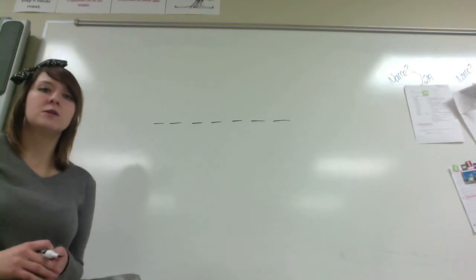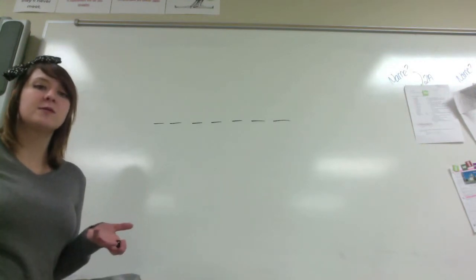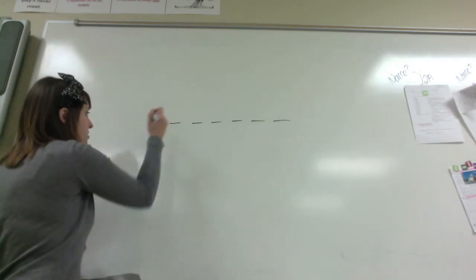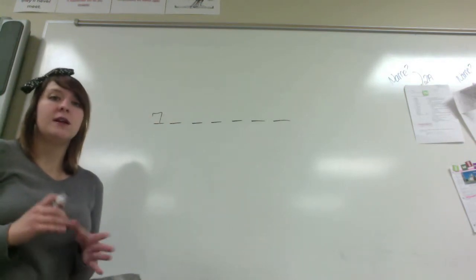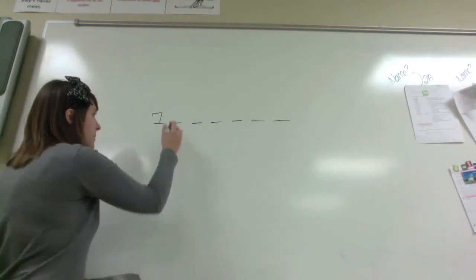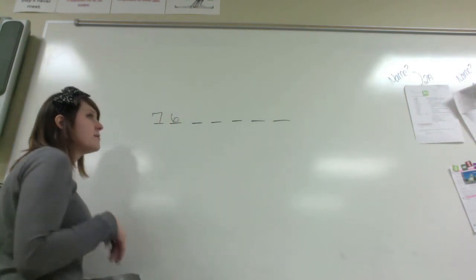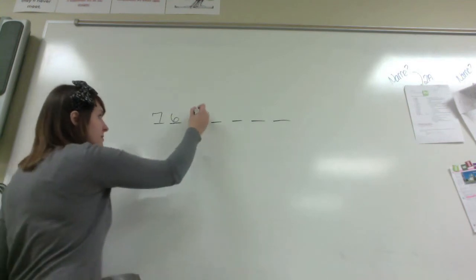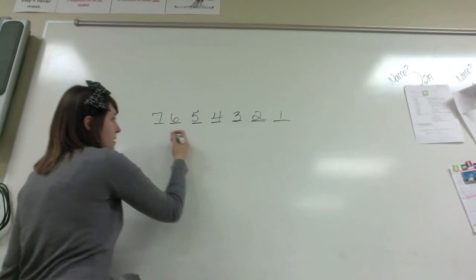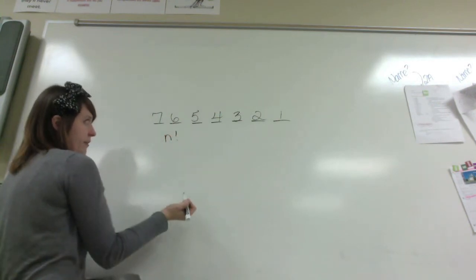So for first place, how many horses do I have to choose from? Well, I've got 7 horses, so I can choose from 7 horses. Now, for second place, I only have 6 horses to choose from, so this is going to be 6. And then for third place, I only have 5 horses to choose from. I think you get the drift. This is going to end up being n factorial.